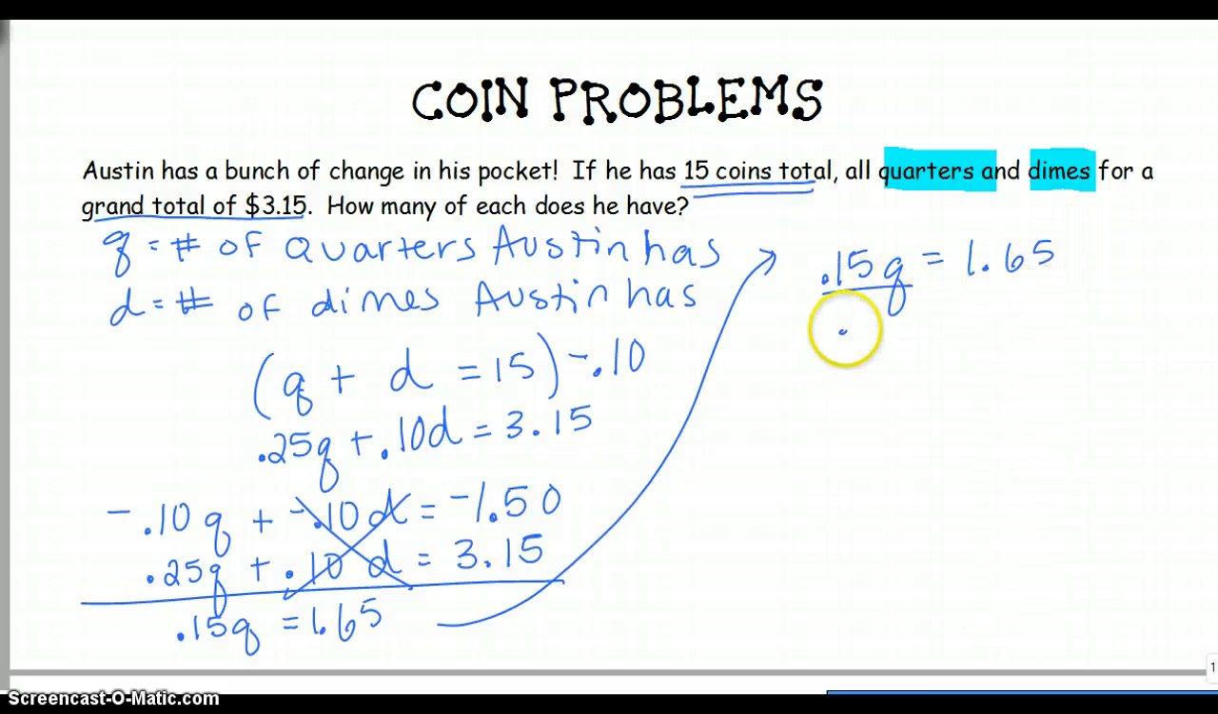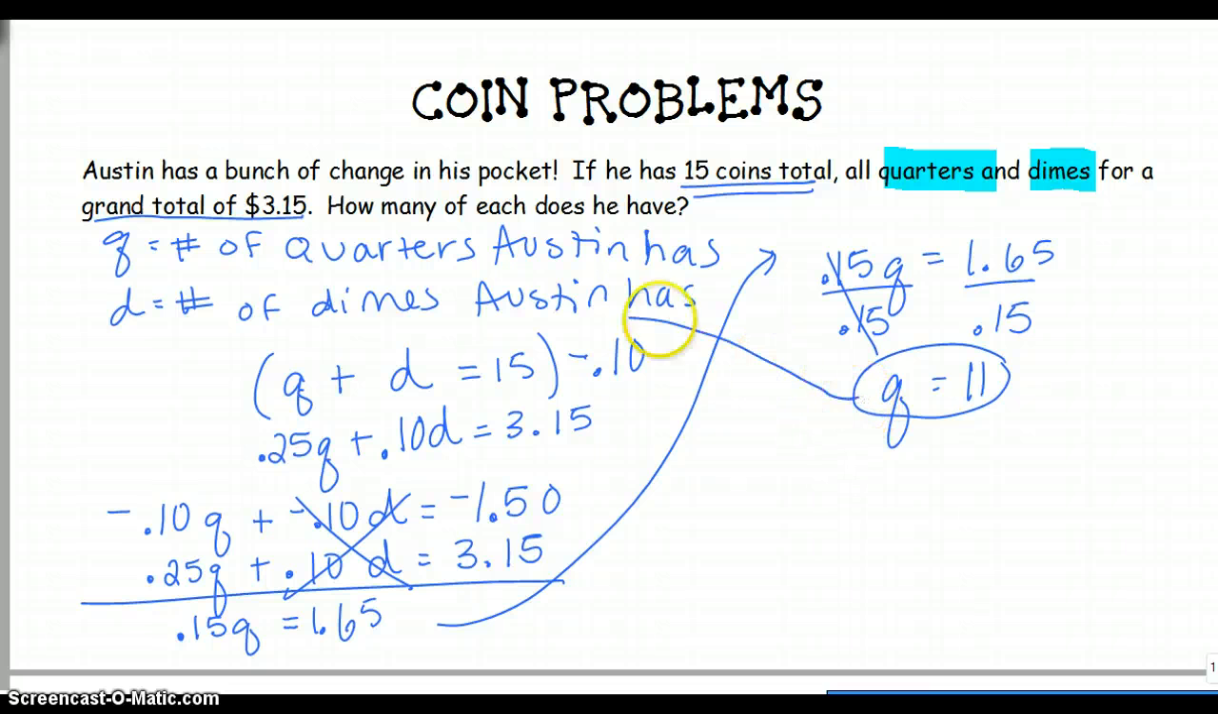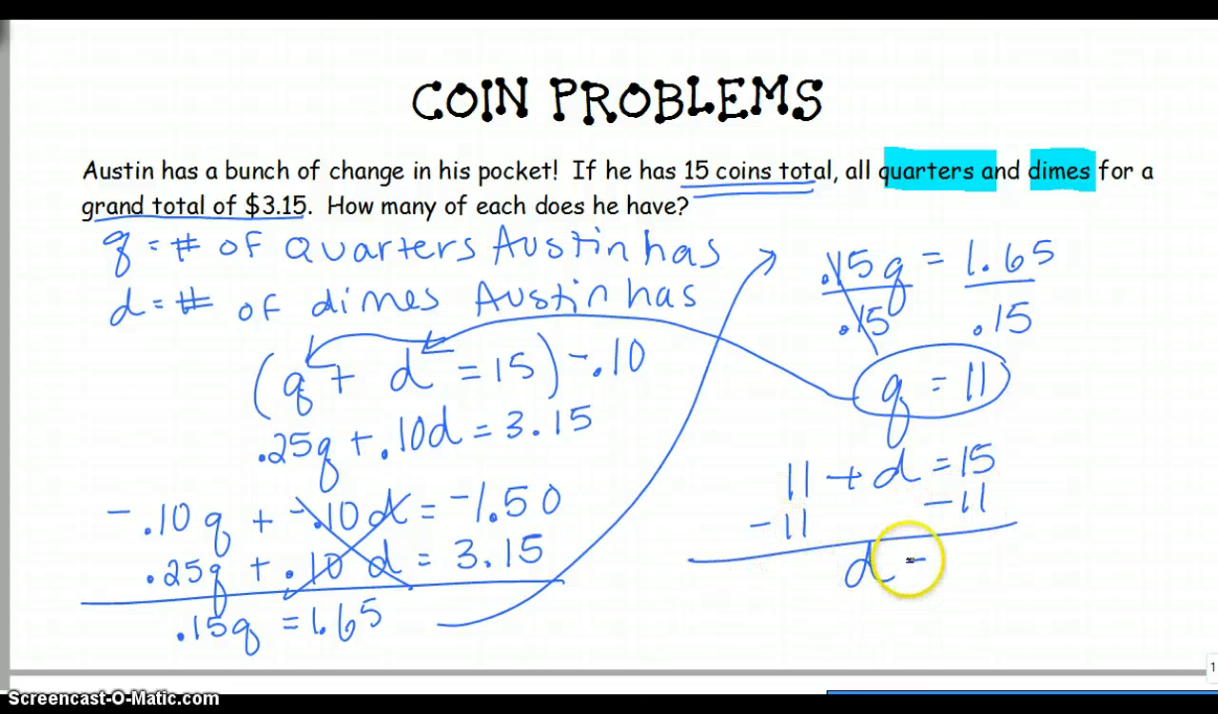In order to solve for Q, we would divide by 0.15, and Q equals 11. So what does this mean? It means that Austin has 11 quarters. To figure out how many dimes he has, we have to substitute back into one of our original equations. So let's say we're going to substitute not in for D but for Q. So we have 11 plus D equals 15. When we solve, we would subtract 11 where he has 4 dimes.